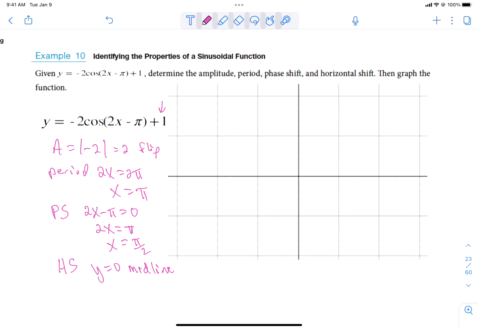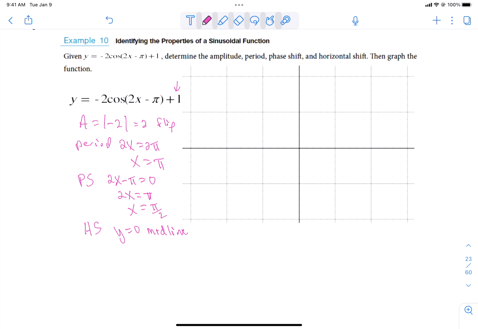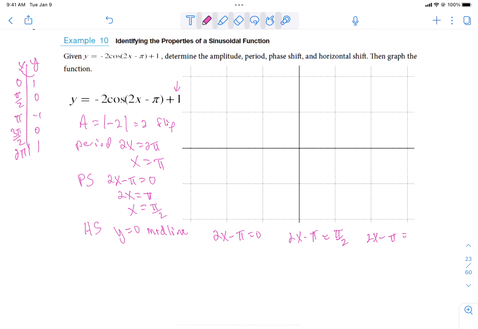Okay, now they want us to graph it. So the cosine normally goes like this. 0 is at 1. Pi over 2 is at 0. Pi is at -1. 3 pi over 2 is at 0. 2 pi is back at 1. So we're going to set the parentheses equal to the 5 good ones: 0, pi over 2, pi, 3 pi over 2, and 2 pi.